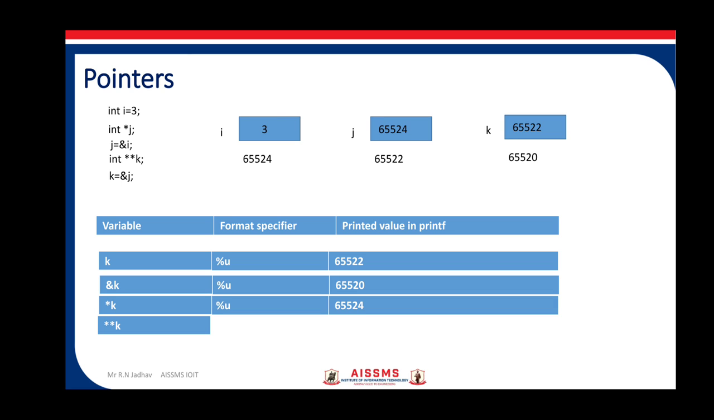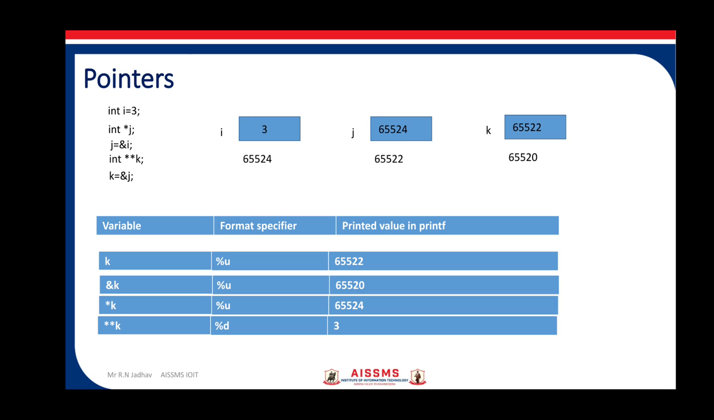Now **k. We know the value in *k. *k is having 65524. So what value will be there at that address? The value at 65524 is 3. So the format specifier required will be %d. What value will it print? It will print the value 3.